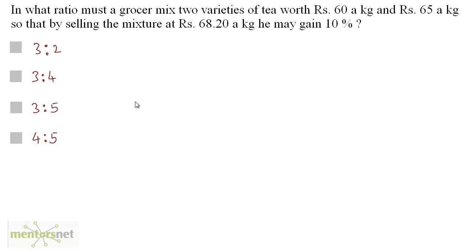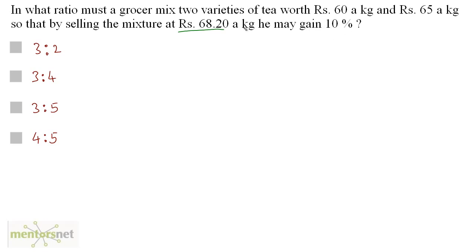In what ratio must a grocer mix two varieties of tea worth 60 rupees a kg and 65 rupees a kg so that by selling the mixture at 68.2 rupees a kg, he may gain 10%? Well, we have been given the selling price of this mixture, and if he sells the mixture at this selling price, he gains 10%.